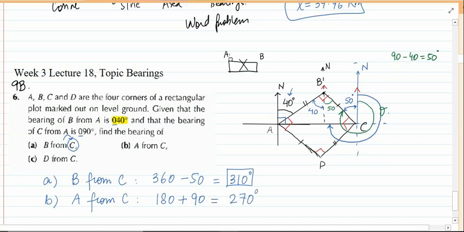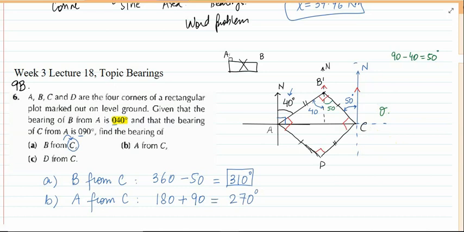For the last part, D from C. Now I am going to rub a little bit so that you can understand better. D from C, at first I am going to highlight the angle. D from C means from the north of C till the line that connects C and D, this angle, right? And I am going to call this angle, let's suppose P. Let's suppose this angle is P.